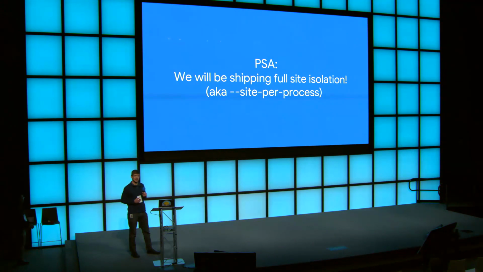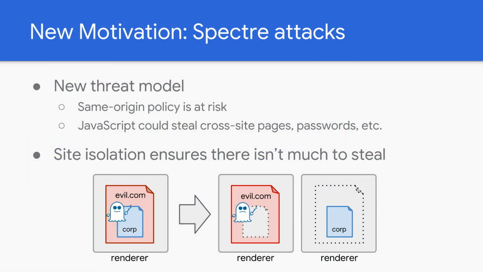And as you may recall, we've shipped some uses of out-of-process iframes for things like extensions and sign-in. And we were actually planning a few more intermediate milestones. But then a few months ago, we had a change of plans. And as you may know, this was due to the Spectre CPU attack announcement.